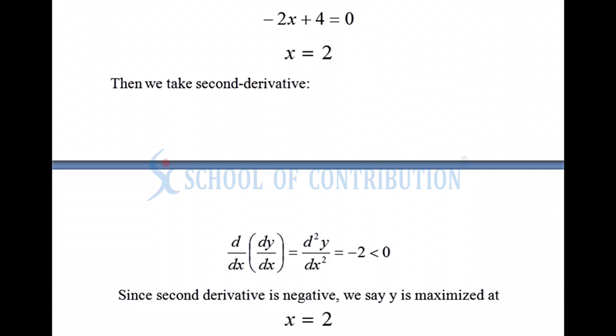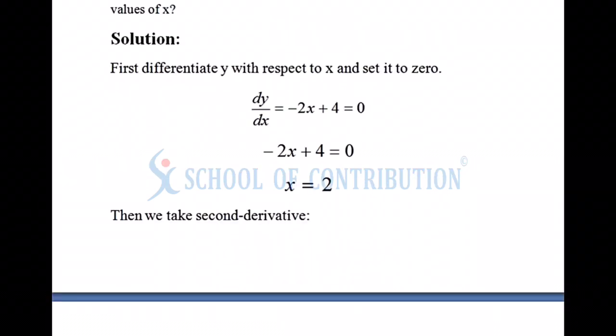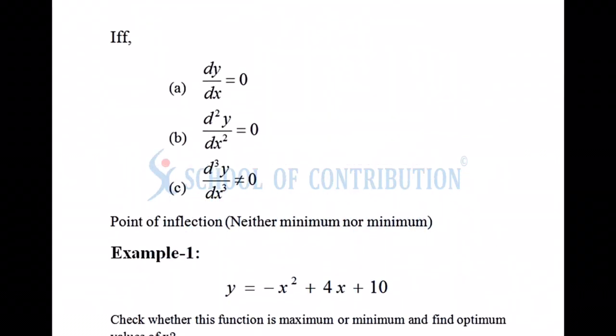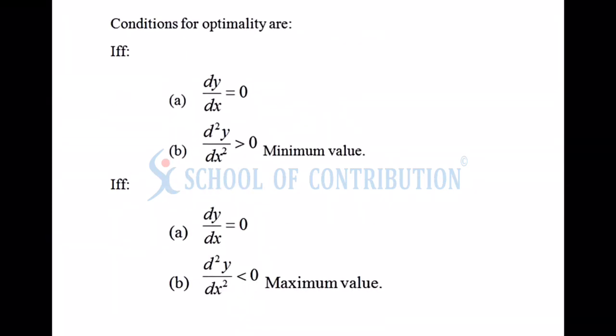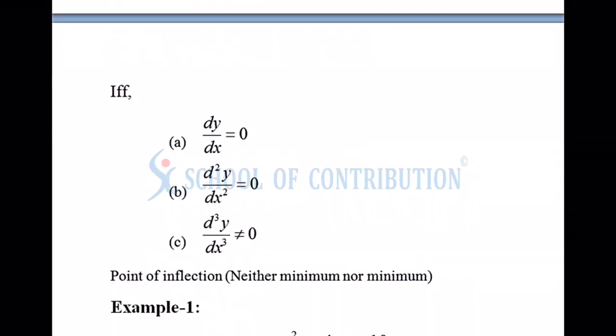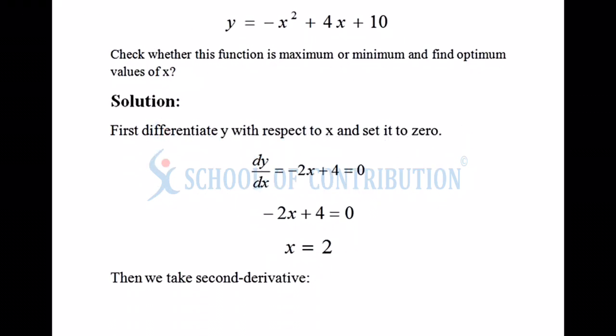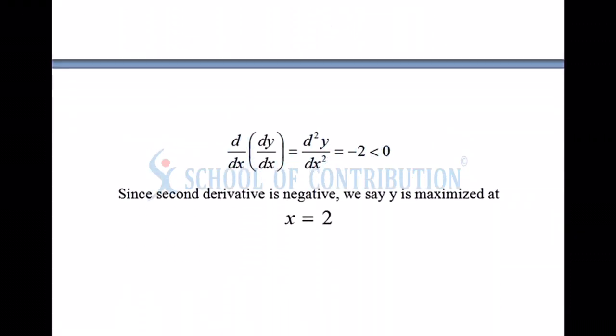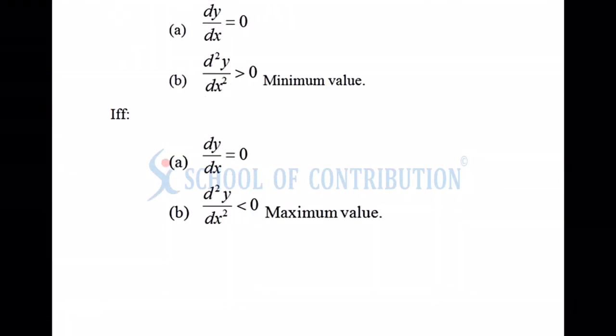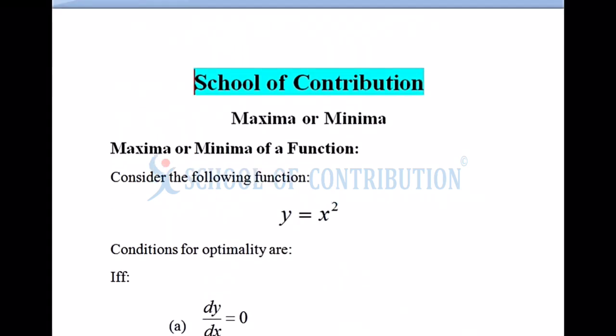So this is the process to determine whether a function is a maximum value function or a minimum value function. To determine this, we have to follow these conditions. If these conditions are satisfied, then we can say it is maximum, we can say it is minimum, or we can say it is neither maximum nor minimum. And that's all from this video.